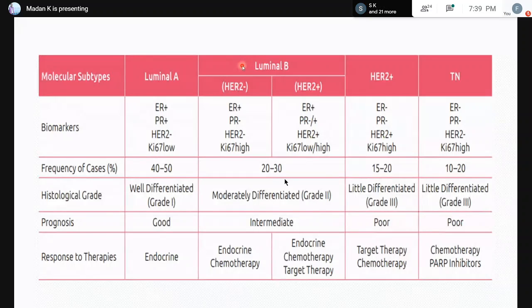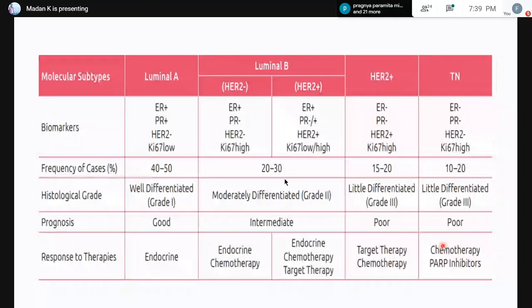Then we have the HER2 positive group, which is histologically grade 3 and has a poor prognosis. One good thing about this group is that patients benefit from targeted therapy with trastuzumab. And then we have the triple negative group, which is a difficult group to treat. These tumors are again grade 3, and are treated with chemotherapy. However, these tumors are chemosensitive. And in triple negative cases associated with BRCA mutations, patients have the option of treatment with PARP inhibitors, that is olaparib.